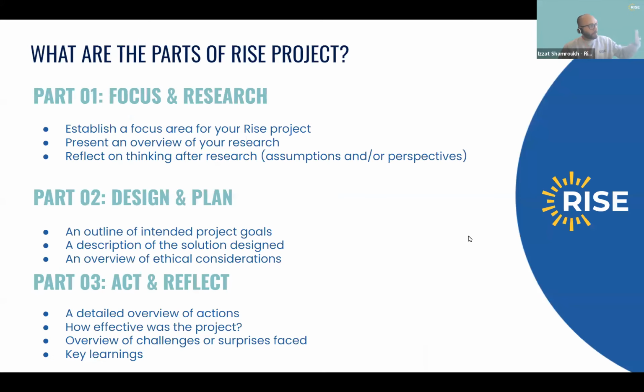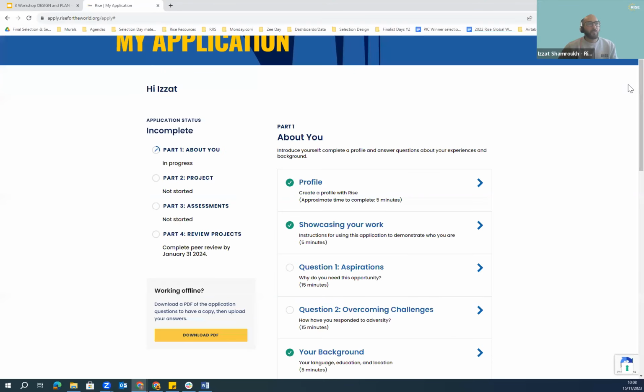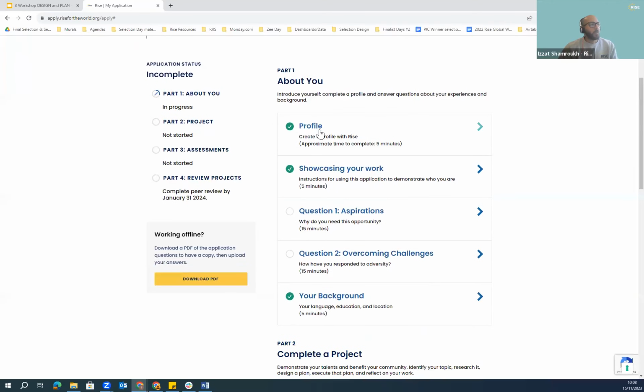So a quick recap, what are the parts of the RISE project? If you remember when I was mentioning your project, if you have an account with RISE already, this is what your application would look like. There is part 1, which is about you. There are 2 questions that you'll have to answer, aspirations and overcoming challenges.